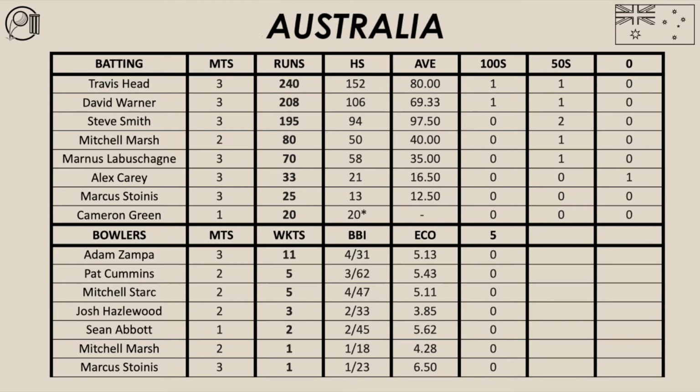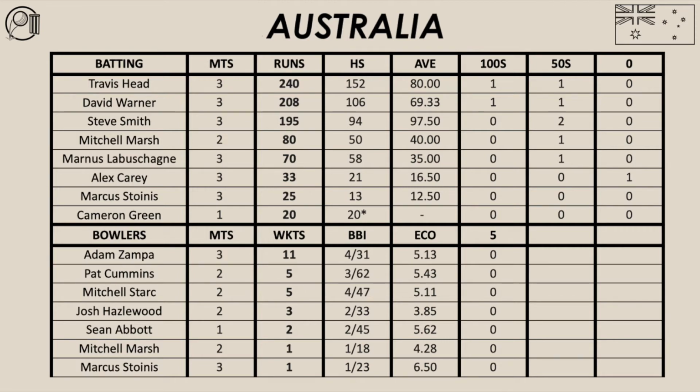And I think that could be the opening partnership that Australia take to the 50-over World Cup next year in India. David Warner, let's talk about him. 208 runs in the series. Batted well in this series towards the end of his career, but still scoring runs when Australia needed it the most. Good century from him in Melbourne, 106.